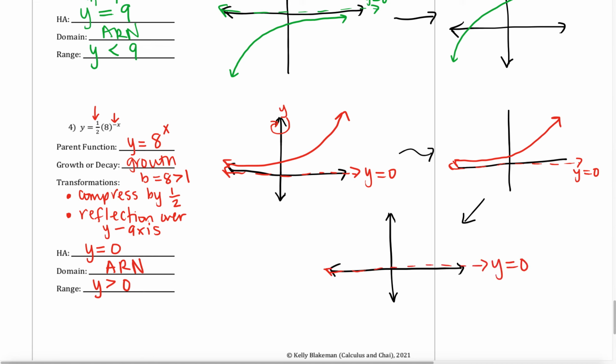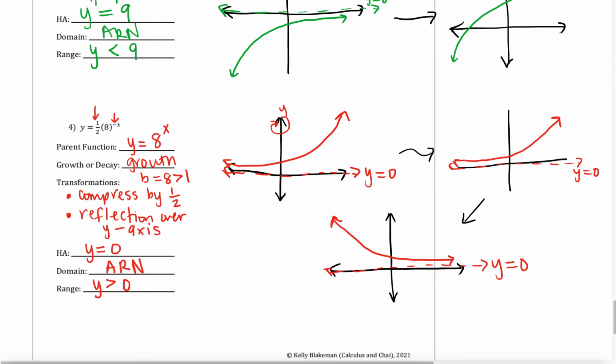But the rest of the graph, instead of starting close and going away from the x-axis, is now going to start away and grow closer to the x-axis over time. And so what this is doing is taking a parent function that was an exponential growth and making it look like an exponential decay because I flipped it over the y-axis.